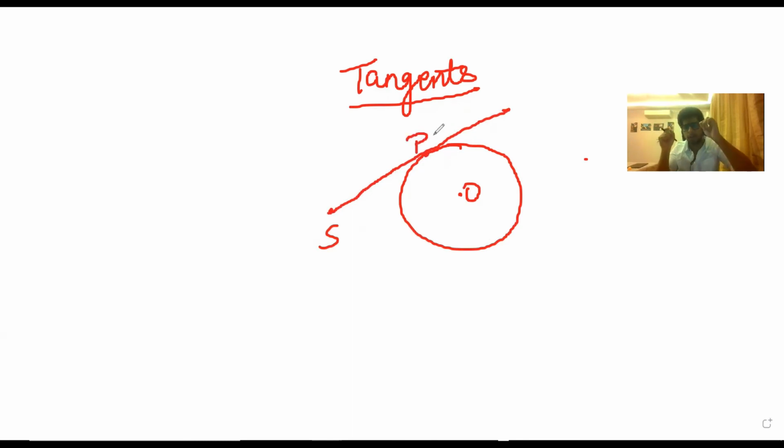This point where the line meets the circle is called the point of contact. So P is the point of contact, and from an external point, two tangents can be drawn. The other tangent is drawn from the same point, but we can't draw any other number of tangents, because if we draw, it meets the circle at 2 points. So there can only be two tangents drawn from an external point.